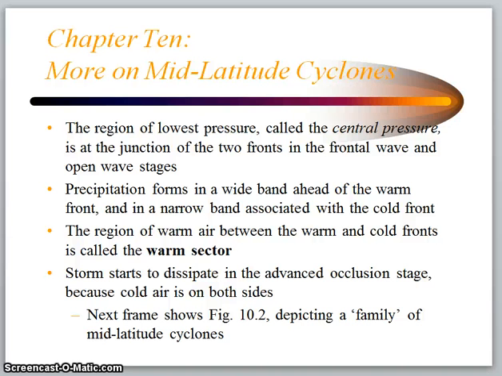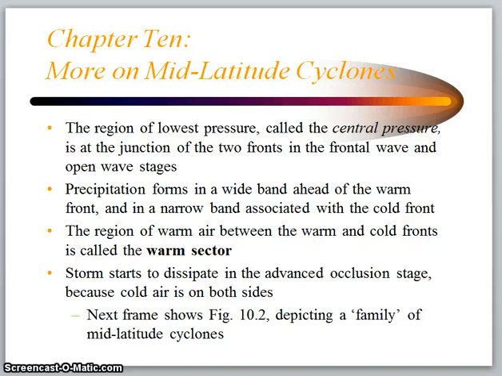The region of warm air between the warm and cold fronts is called the warm sector. It's that warm, moist air that comes in from the south that tends to fuel the strength of this mid-latitude cyclone.